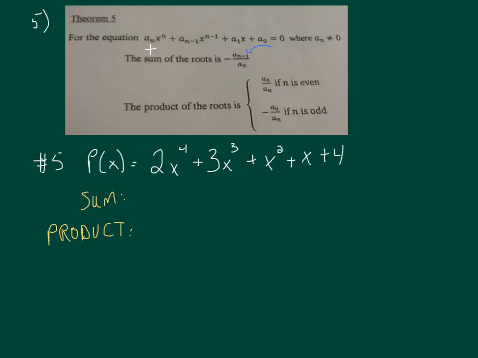Okay, so this is the second term, and then a sub n, that's the LC, leading coefficient. And you always do the opposite of it. That's why it's got the negative. The product of the roots is equal to the constant divided by the leading coefficient if the degree is even, and the opposite of the constant divided by the leading coefficient if the degree is odd. Now that sounds like a lot, but it's really not that bad. So again, a sub 0, that's the constant. N is just the degree, whatever the highest power is in your polynomial. And a sub n is the LC again.